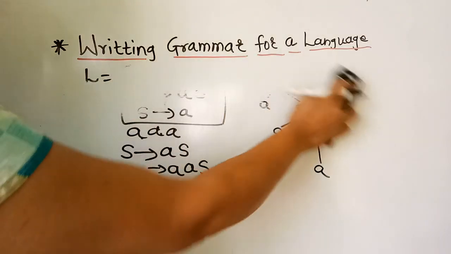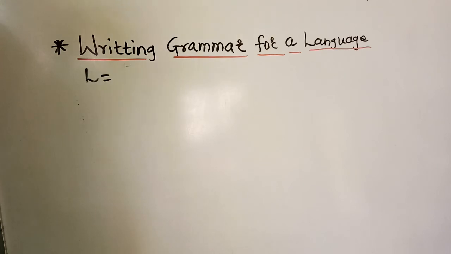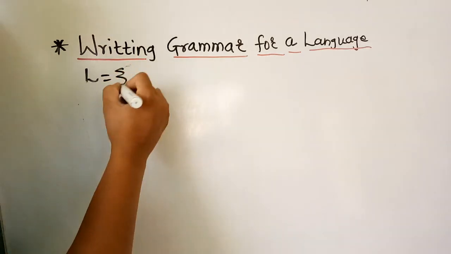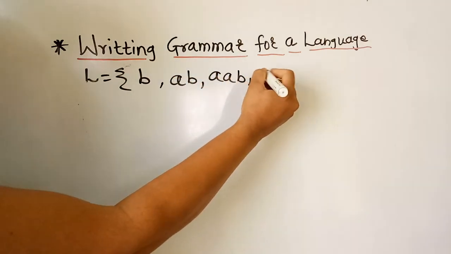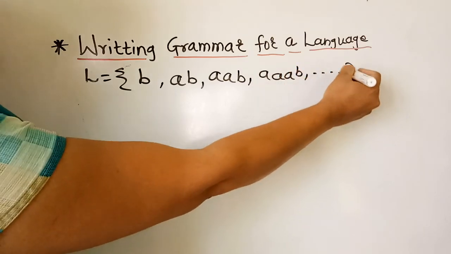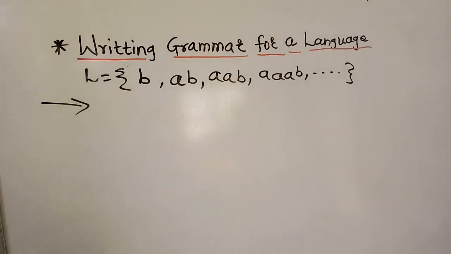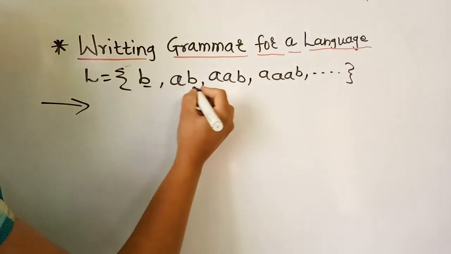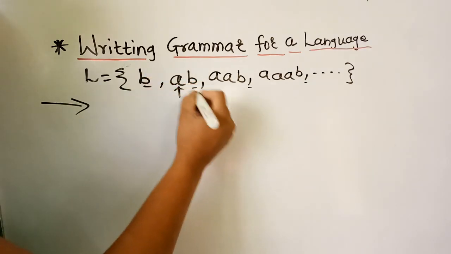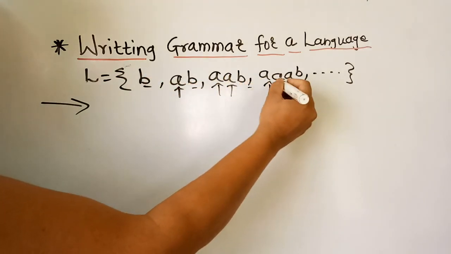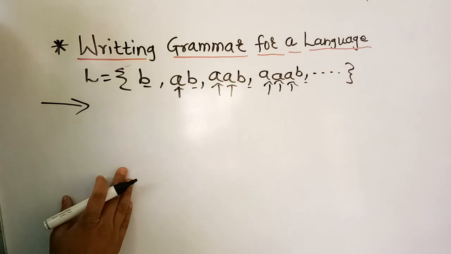Continuing the same topic further, we will take another language for which we will try to find the grammar. For example, we have the language like B, AB, AAB, and so on. This is the language for which we have to calculate a context free grammar. Carefully see here, a single B is occurring in each and every term of the language. Now, one A is there, two A's are there, three A's are there, and so on. It means it is a recursion of A multiplied by B.